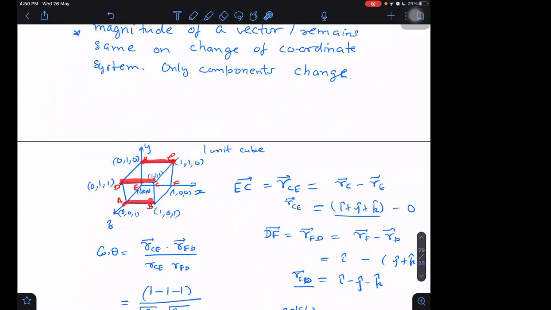Can I take such 3 sides? No, sir. Now, can I take such 3 sides? These are intersecting, so I cannot take them. I have to take sides which are neither intersecting with each other nor parallel to each other. These 3 are also possible: this one, this one, this one, or this one, this one, this one. Multiple possibilities are there.